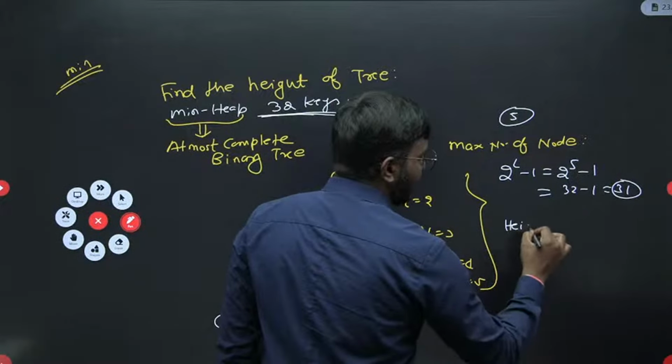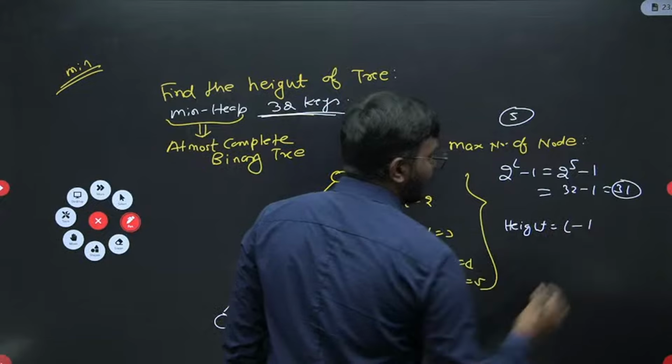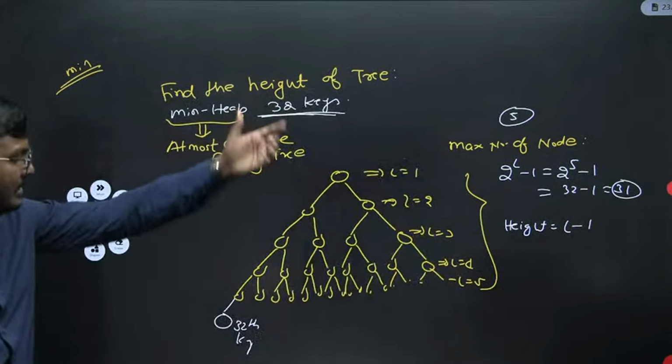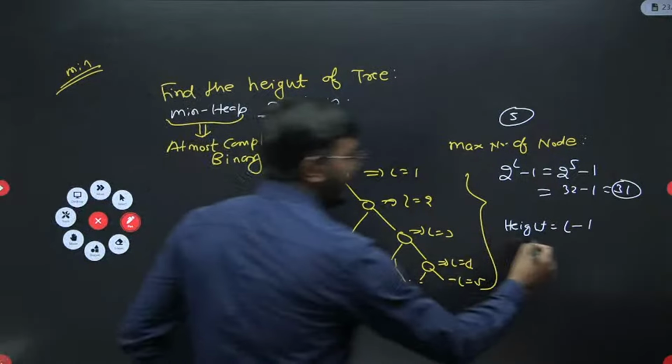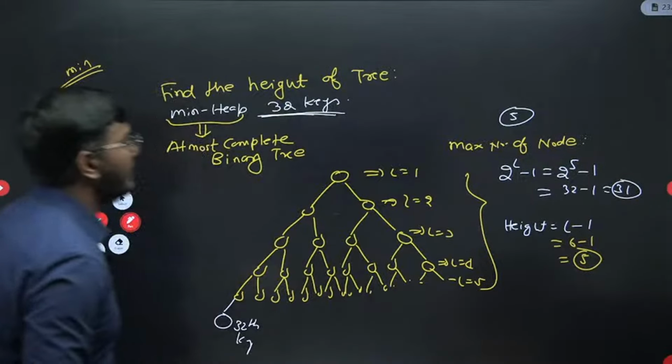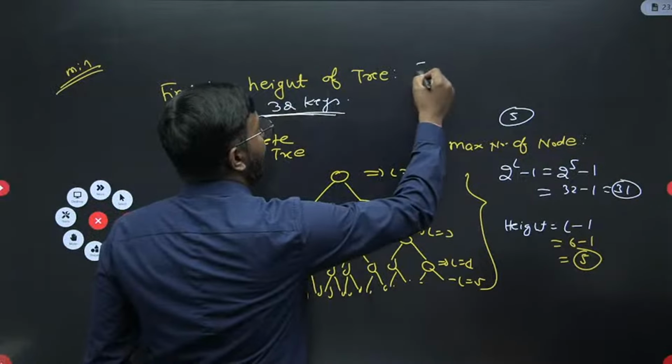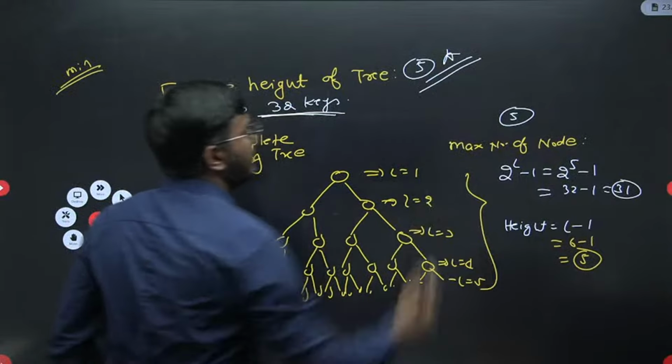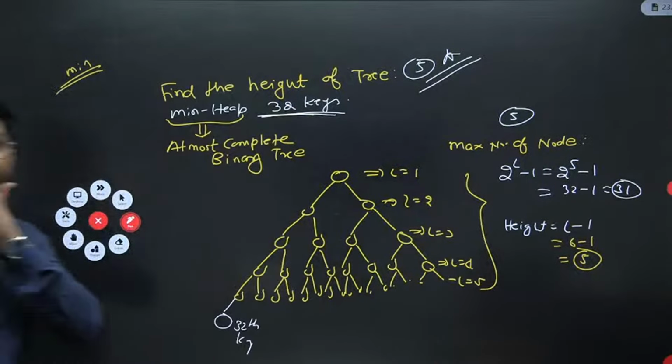Height is level minus 1. So what is the level with 32 keys? The level is 6 only. So the height will be 6 minus 1, that is 5. Getting my point? So the height of the tree will be 5 only. The answer was 5. Done.